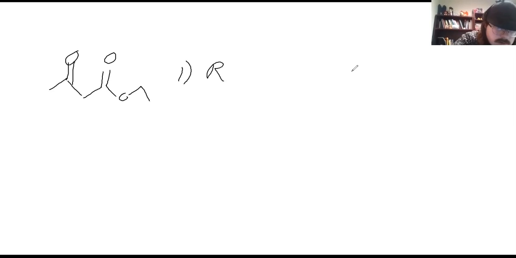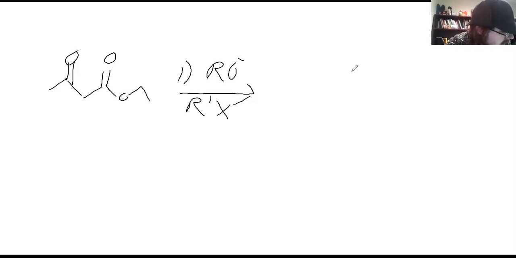So one more reaction, acetoacetic ester synthesis. This is similar, but the final product ends up being a substituted ketone instead of a carboxylic acid because we're taking a keto ester instead of a diester. So if I use step 1, our base, step 2, our halogenated thing, what it does is add to the alpha position.